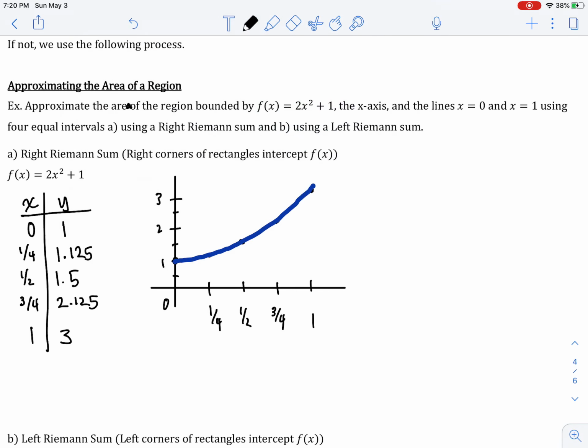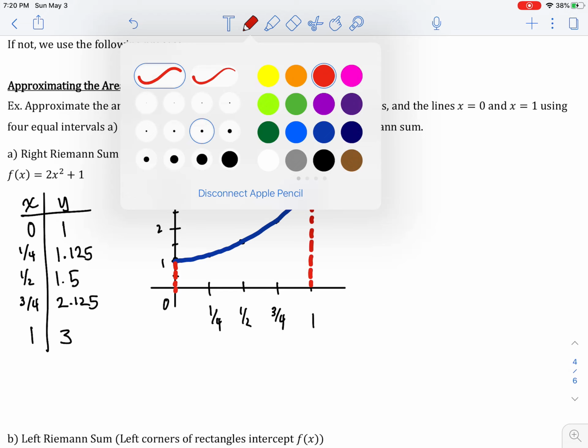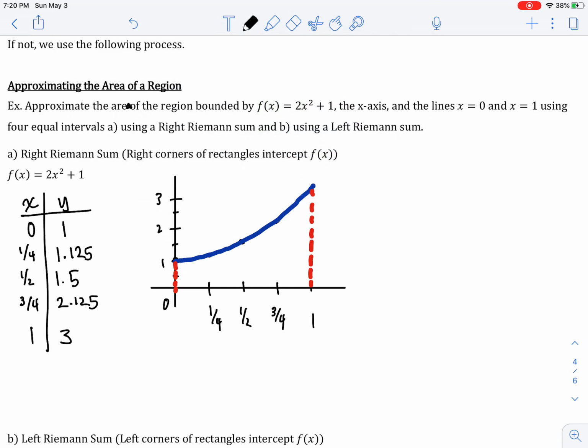Okay, and hopefully that didn't confuse you too much, but there's my curve. I am only concerned with a boundary up until x is equal to 1. So my first boundary is at x is equal to 0, and my second boundary is at x is equal to 1. Now I want to go ahead and try to estimate the area underneath this curve, starting with what we call a right Riemann sum.